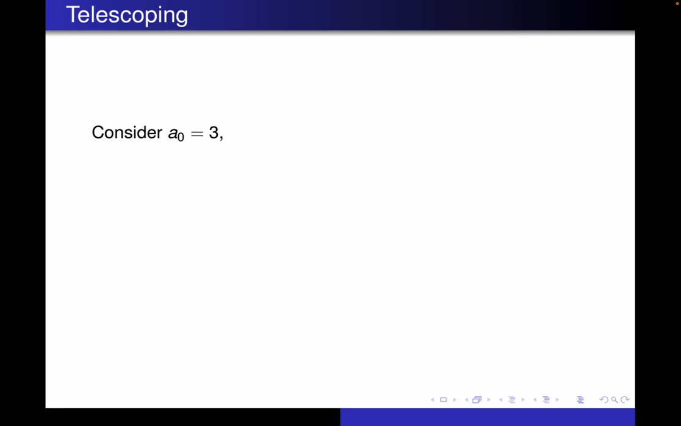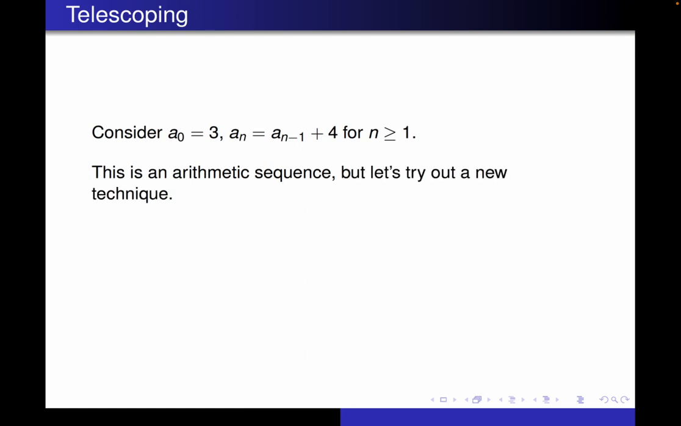Suppose that a0 is equal to 3, so this is the first term. And then our recursive formula is going to be an equals an minus 1 plus 4 whenever n is greater than or equal to 1. Now, as we've seen, this does generate a unique sequence, and we've also seen this particular sequence before. It's an arithmetic sequence, which is nice because we know what the formula is, so it's a very nice sequence to try out a new technique on, right? So when we get to the end formula, we can see that, oh yeah, that's consistent with what we've been doing before.